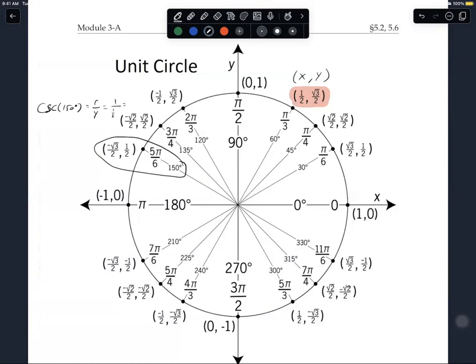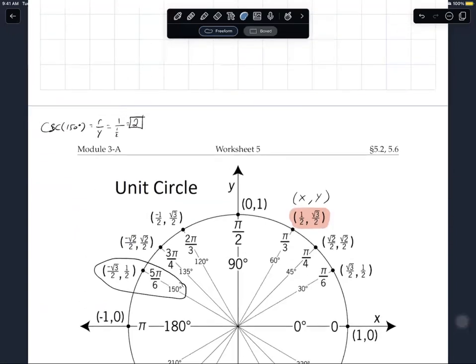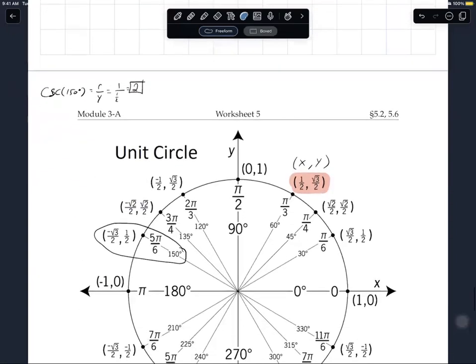So 1 divided by 1/2 is 1 times 2 over 1, which is 2. So notice that one was a lot less work. The answer is 2 there, because that angle was already on the unit circle. So yeah, it's already between 0 and 360 degrees.